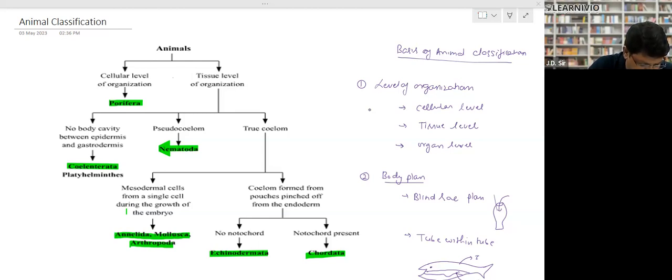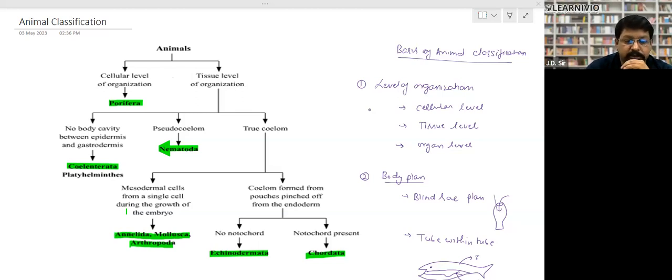So the basis of classification, the first thing is level of organization. What is the level of organization? If an animal is a collection of just cells, the body of the animal is made up of only cells. There is nothing like tissue. Tissue type of things are not present. So we will say that the body is at cellular level, just a collection of cells. For example, sponges. Sponges do not have any tissue system. Their body is divided into cells, a collection of cells.